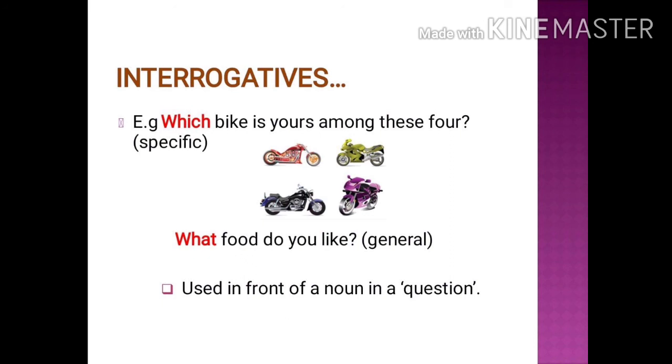Children, these two interrogative determiners should be used in front of a noun in a question. Which bike? Bike is a noun. What food? Food is a noun. So this is how you should use interrogatives as determiners, children.